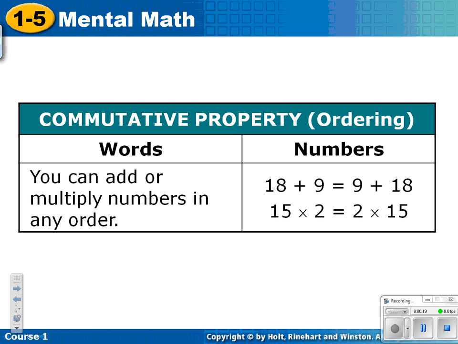The commutative property is the first one. The commutative property says you can add or multiply numbers in any order. We can do any order at all when we are adding or we are multiplying. So if you think about 4 times 3, what's 4 times 3? 12. What's 3 times 4? 12.